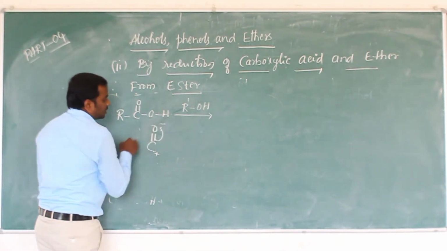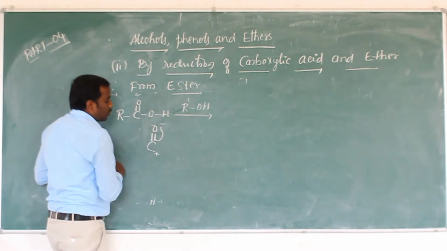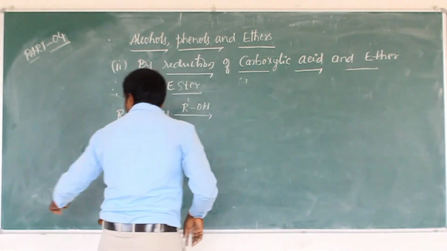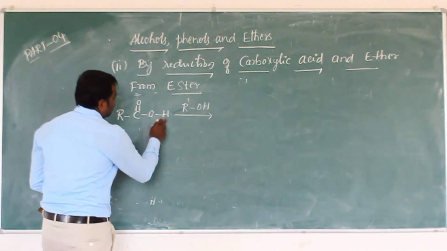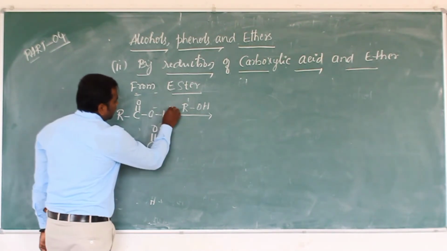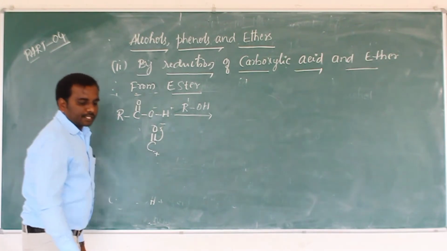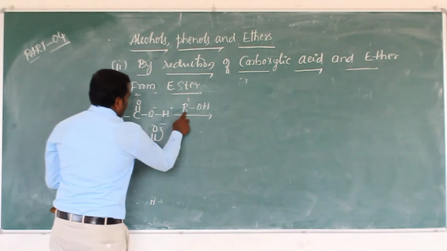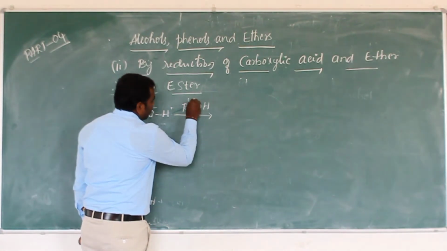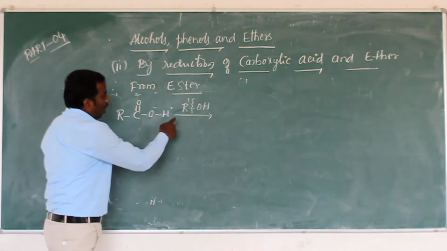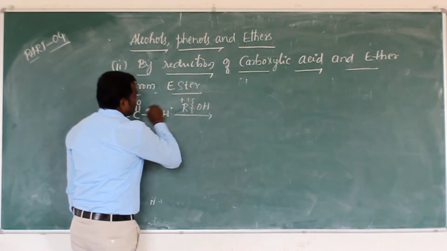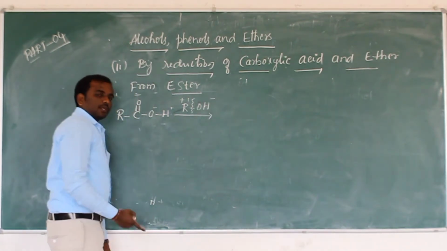Compared to O and H, this oxygen is a highly electronegative element compared to hydrogen. It carries negative charge and hydrogen carries positive charge. In R'-OH, the molecule dissociates easily: R' means alkyl group, which carries positive charge, and this oxygen carries negative charge.